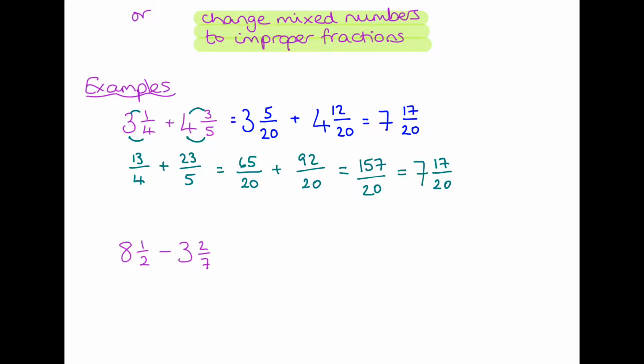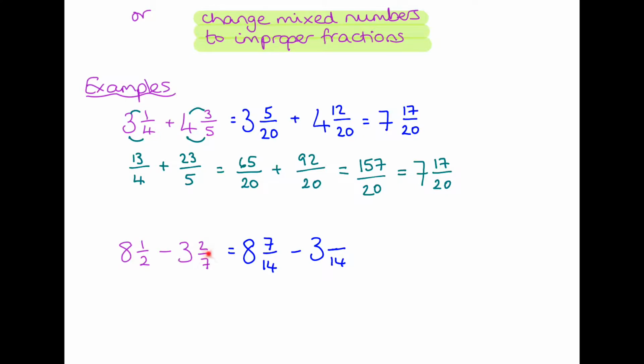So let's do this in the two different ways. So first way is we're going to leave the whole numbers as they are, and we're going to change the fractions so that we've got a common denominator. So we're going to change the half and the 2/7. So the smallest number that's in the 2 and the 7 times table is 14. So we're going to have both of these over 14. So 2 has been multiplied by 7 to get 14. So the 1 needs to be multiplied by 7 as well.